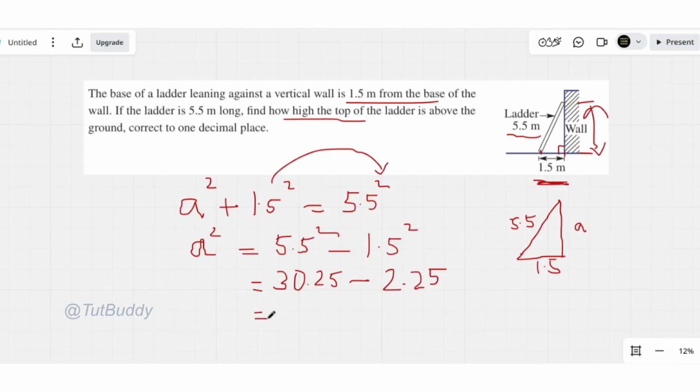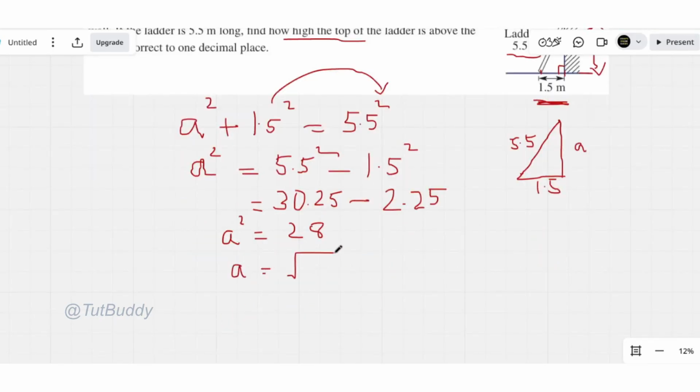That's 30.25 minus 2.25, which gives us 28. Taking the square root of 28, we get approximately 5.29. So the height is about 5.3 meters above the ground. Let's move on to the next word problem now.